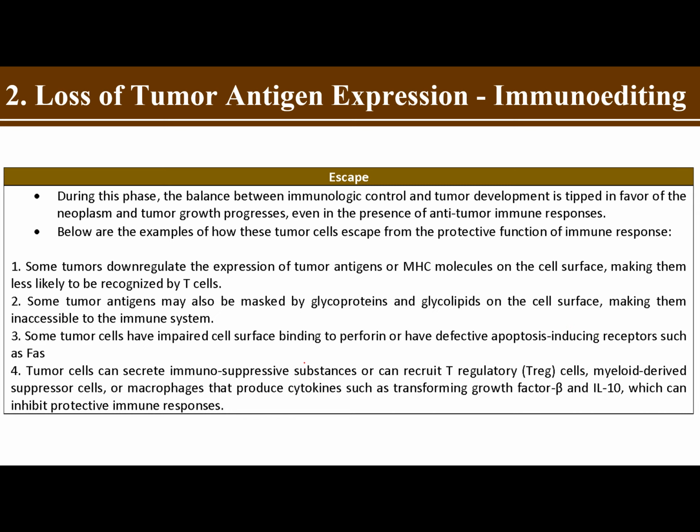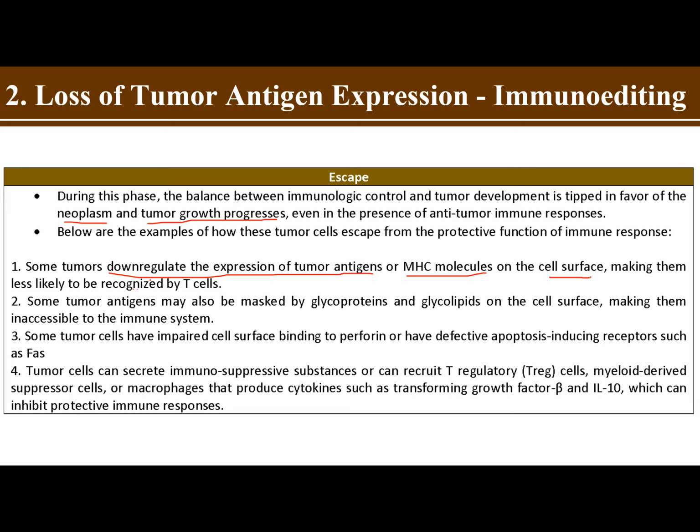Now, during the escape phase, class, the balance between immunologic control and tumor development is now put in favor of the neoplasm or the cancer. So in this phase, class, it is no longer pretending; it is stronger now. It has a stronger control over the immune system. An example of this: some cancer cells would downregulate the expression of tumor antigens or MHC molecules on the cell surface, making them less likely to be recognized by T cells.